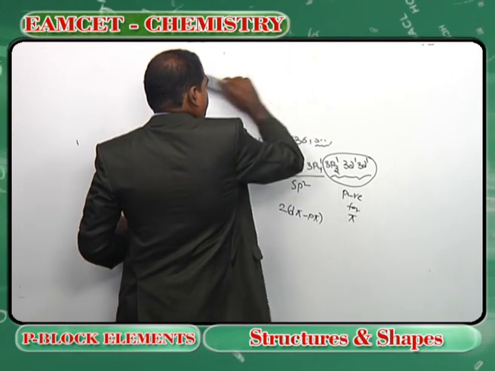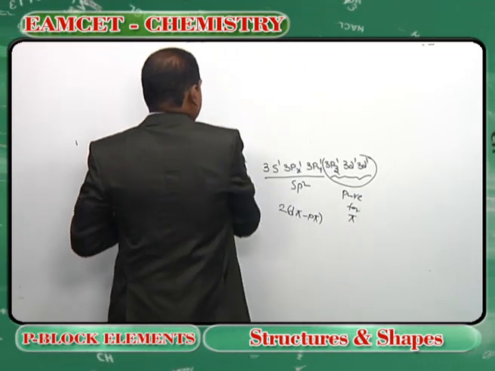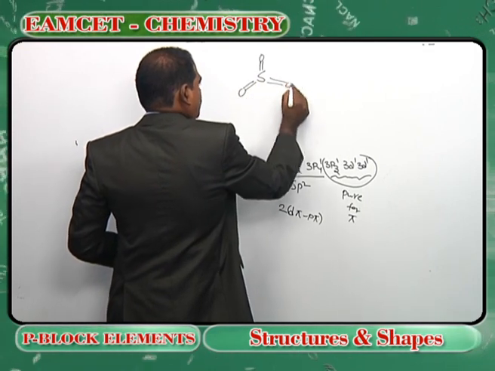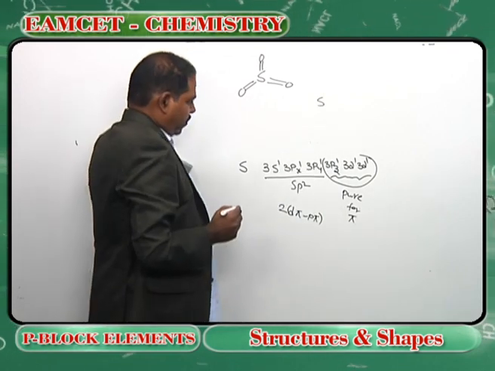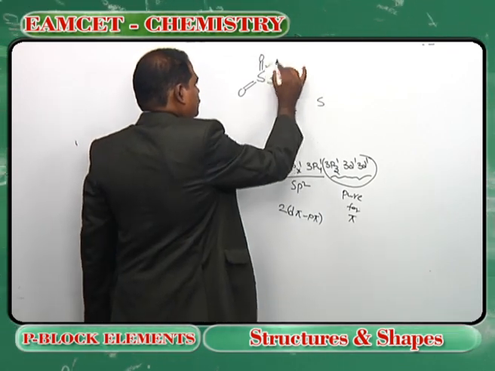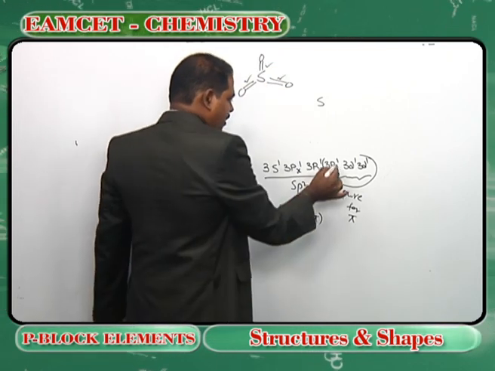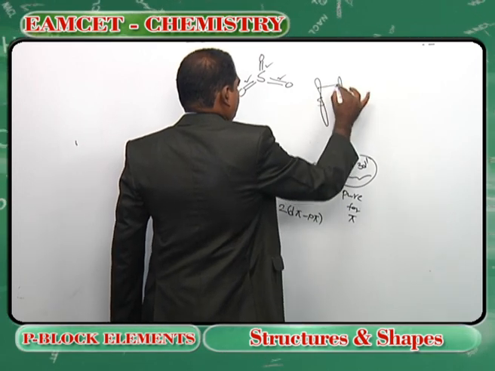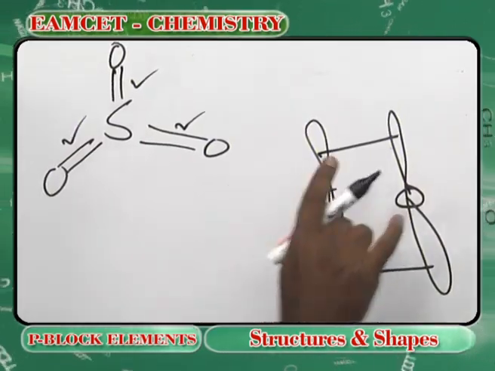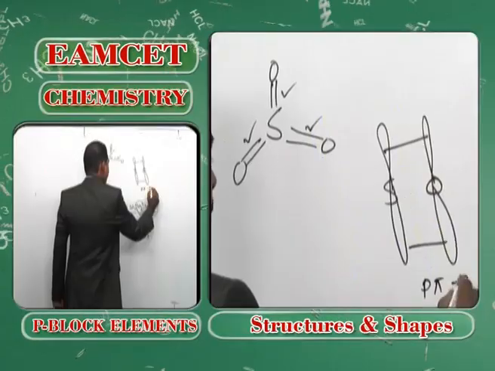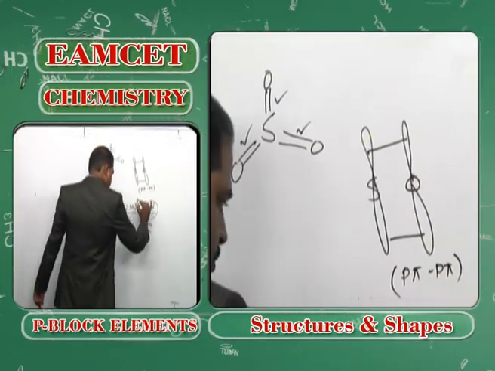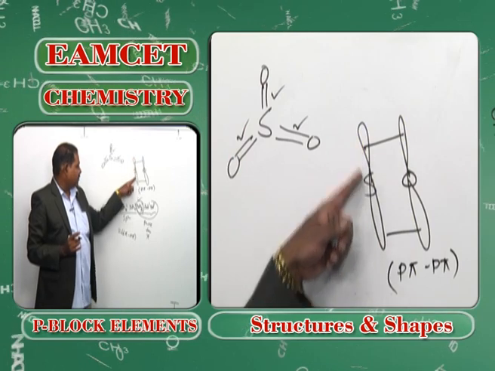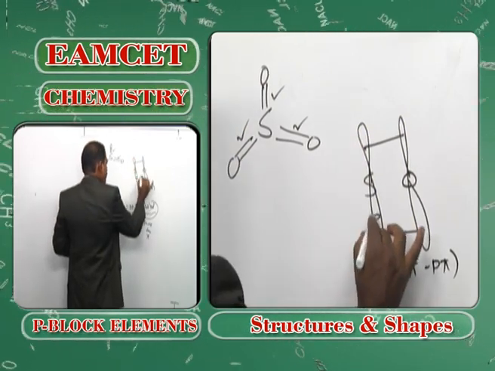So, let us illustrate just one of the pi bonds of SO3. S double bond O, double bond O, double bond O. Sulfur is forming 3 pi bonds. One of the pi bonds is formed by the p orbital of sulfur and the p orbital of oxygen overlapping. This is p and this is p. This is called p pi p pi bond.